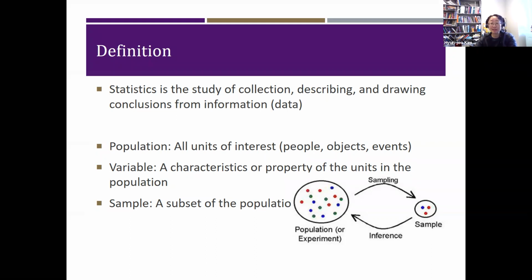A variable is a characteristic or property of the units in the population. In the example again, the variable is the sleeping hours. And the sample is a subset of a population. There's a little drawing here, and you're going to see this drawing over and over again. Right now, we're just talking about population, sample, and variables. But as we move on, we'll see what sampling, inference, and some other things in this figure mean as well.